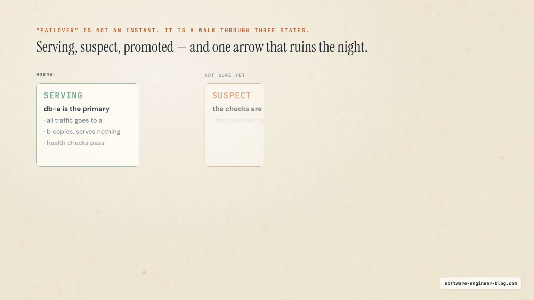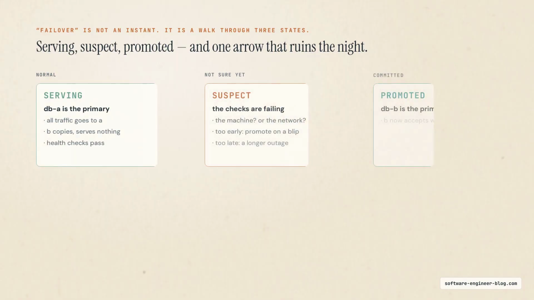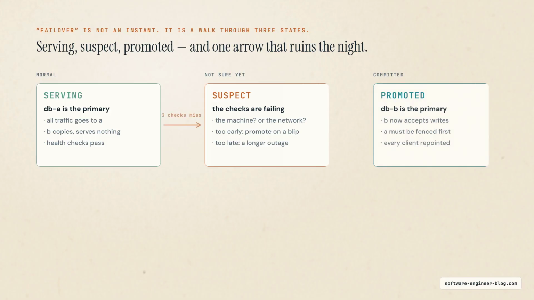Serving. Everything normal. All traffic going to A. Suspect. The health checks are failing, but you are not sure yet. Was that the machine, or was that the network between you and the machine? And promoted. You have committed. B is the primary now.